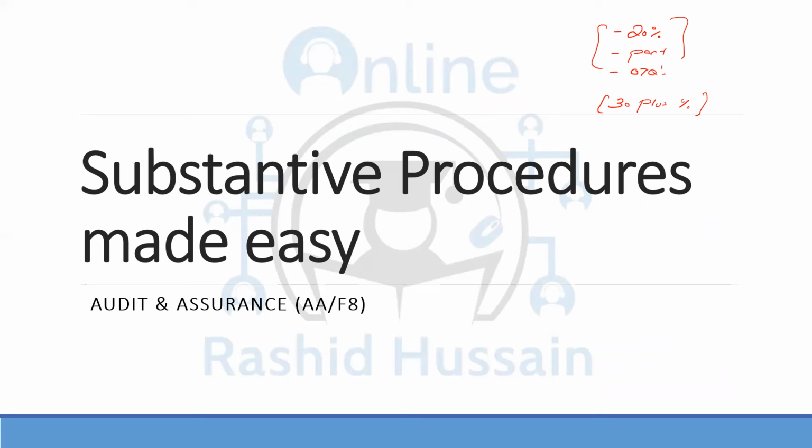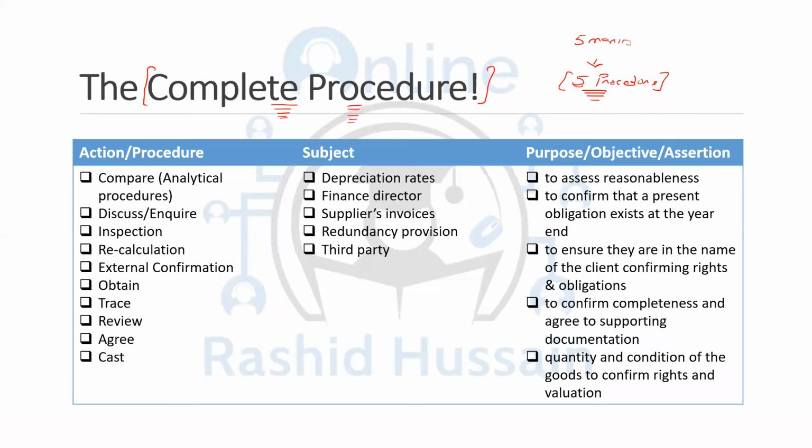And if you're going to earn the maximum marks from this topic, believe me, you are going to pass this paper in the first attempt. So the first section or first part of the audit procedure is the action and the procedure.